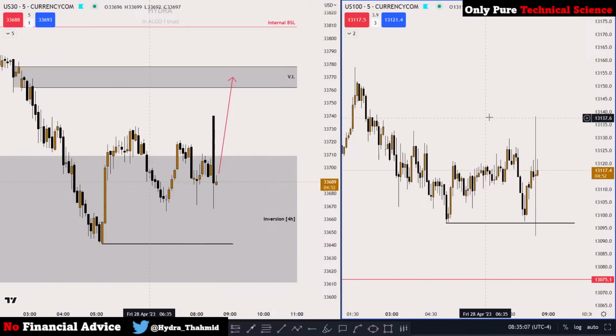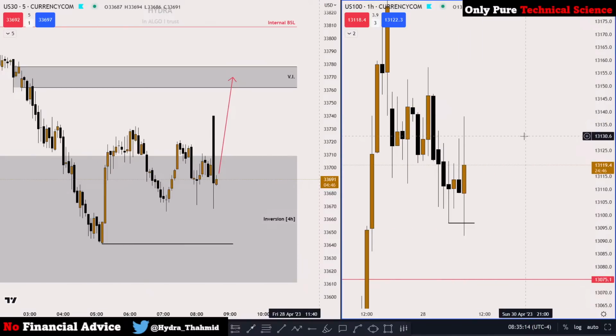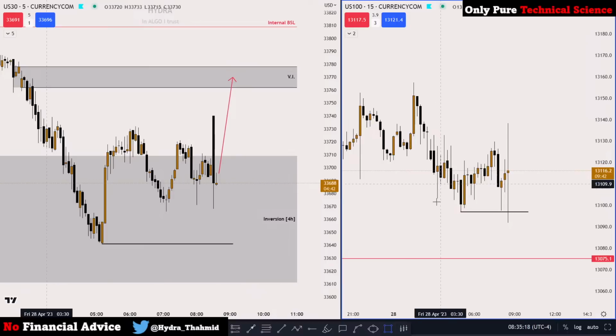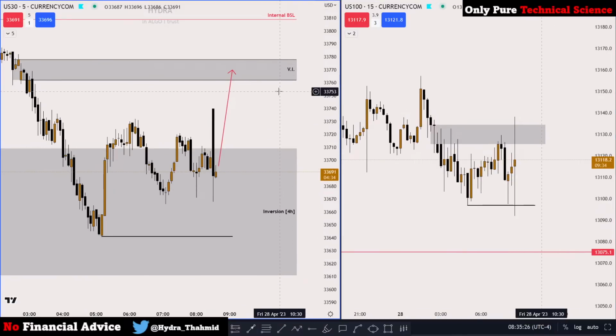On Nasdaq, price delivered to the volume imbalance that I marked from, I guess, the 60-minute chart, maybe 15-minute. Yeah, the volume imbalance that you see here, that's our volume imbalance, and price delivered here very nicely. Let's see what it does.